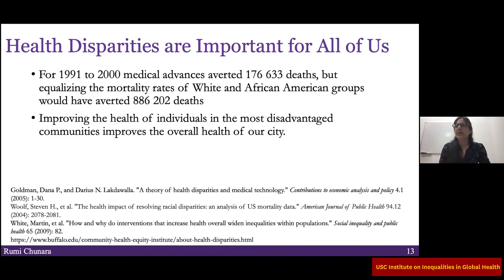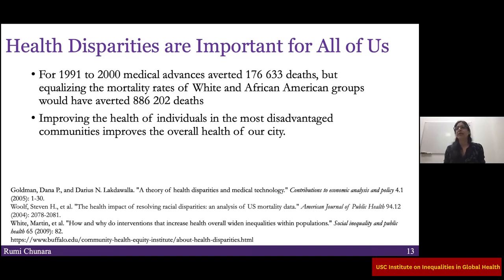As I earlier alluded to, health disparities are relevant for all of us. This happens on multiple scales as well. I just put a citation here from a study looking at deaths averted due to medical advances over a specific time frame, 1991 to 2000 in the United States. And they estimated the number of deaths averted due to those advances.